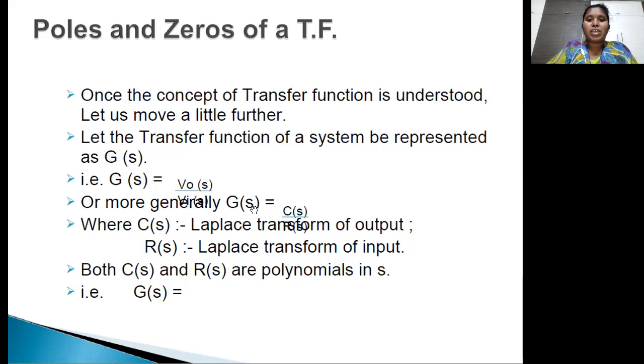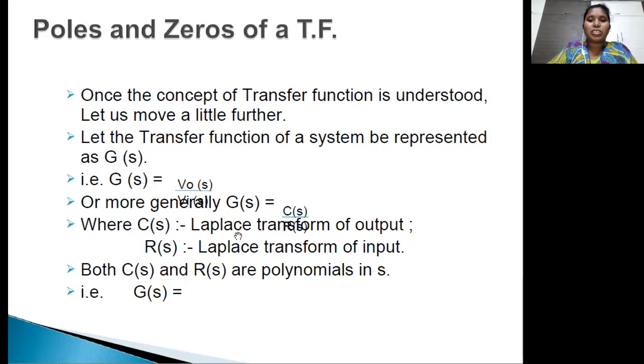In general, G of s is equal to, what is the output V naught representation in a system? That is C of t in the time domain. If you convert it into the Laplace domain, V naught of s will become C of s, right? In the same way, V in of s becomes R of s. So I represented C of s divided by R of s as the transfer function, which can be represented as G of s.